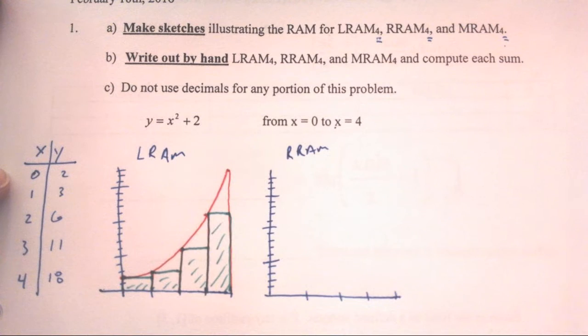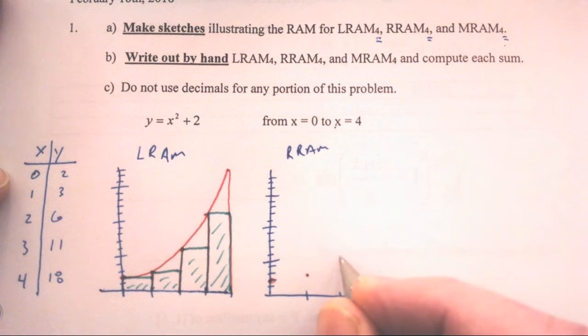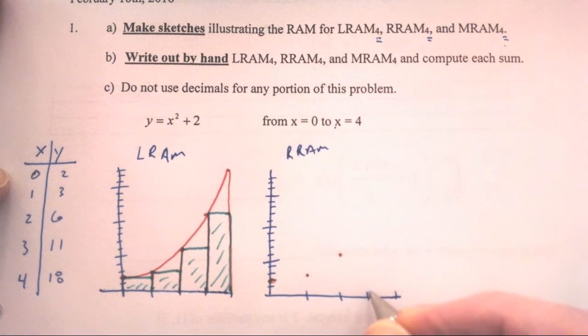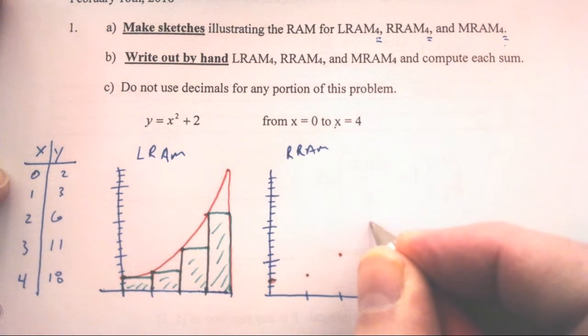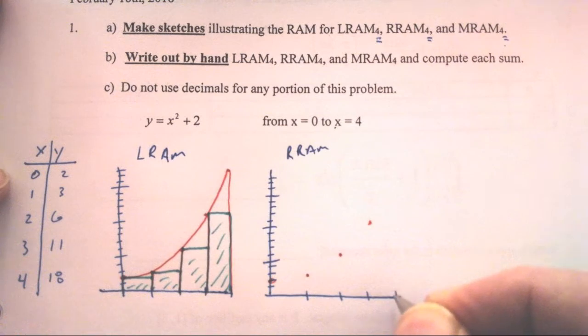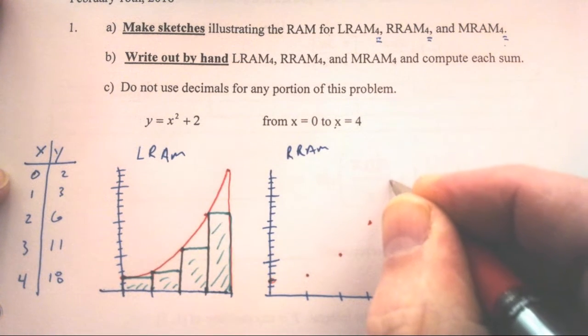Put in 0, get out 2. Put in 1, get out 3. Put in 2, get out 6. Put in 3, get out 11. And put in 4, get out 18.